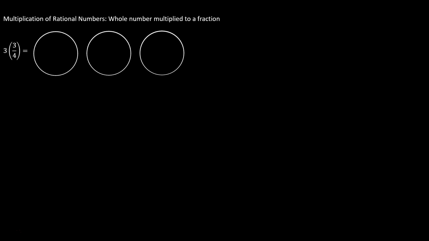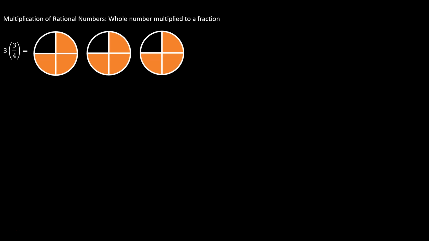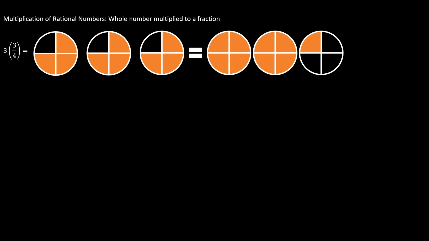So I've got 3 circles on the screen. I'm going to take 3/4 of each one of those circles, and then I'm going to combine all of the shaded sections to see that I have a value of 2 and 1/4. So 3 times 3/4 can be represented really similar to how we did whole numbers.